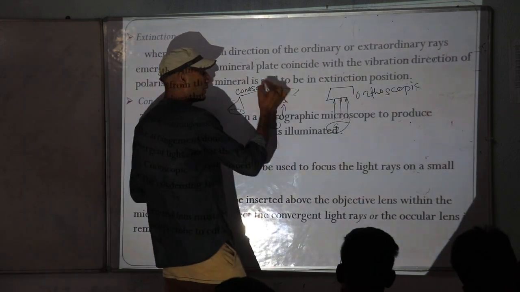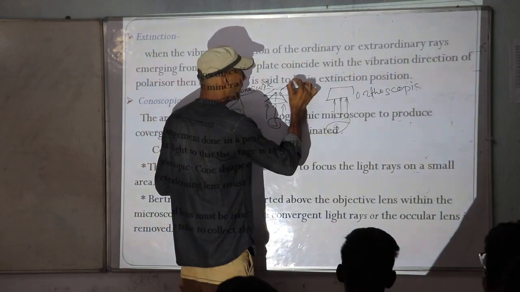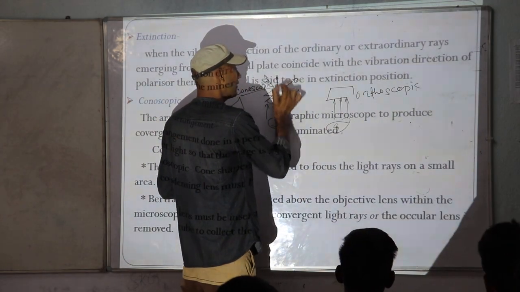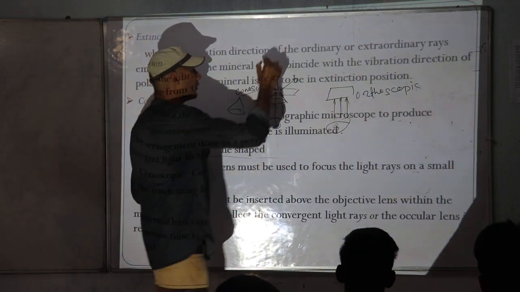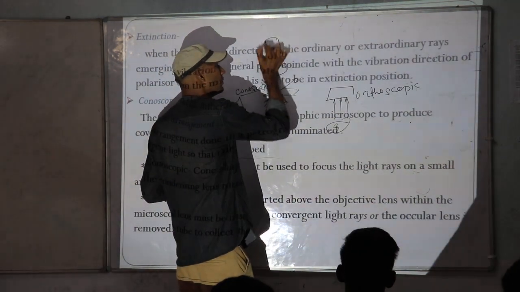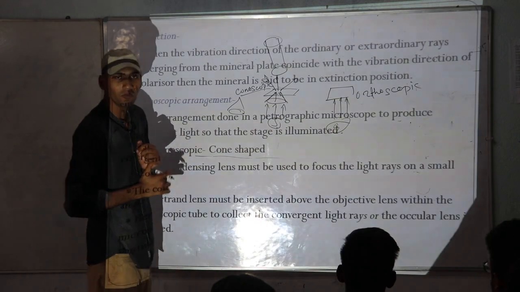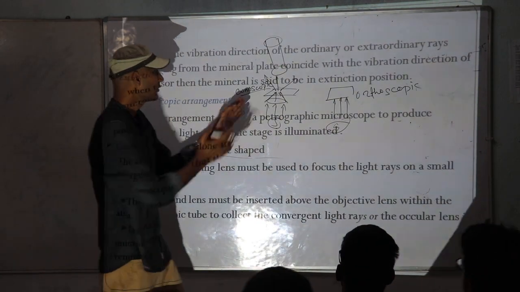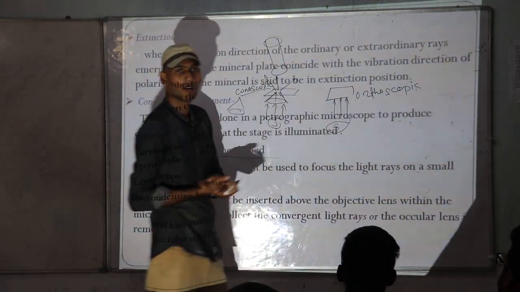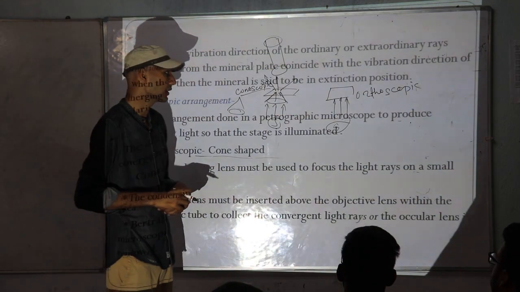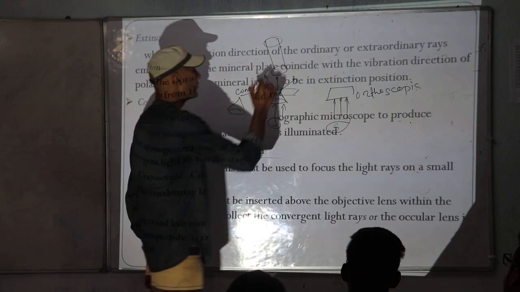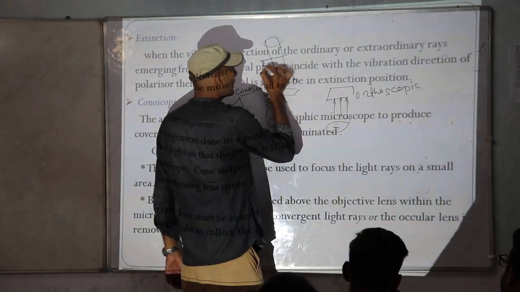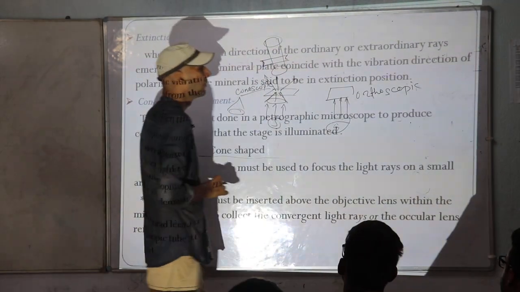Then what happens? After emerging from the mineral, they will pass like this. So they are going away from the field of view. Here it is the optical microscope tube or eye tube, you can say eyepiece. Okay, so here they are moving away from the field of view. We can notice only few sections. So to collect these rays, we are using here a Bertrand lens.